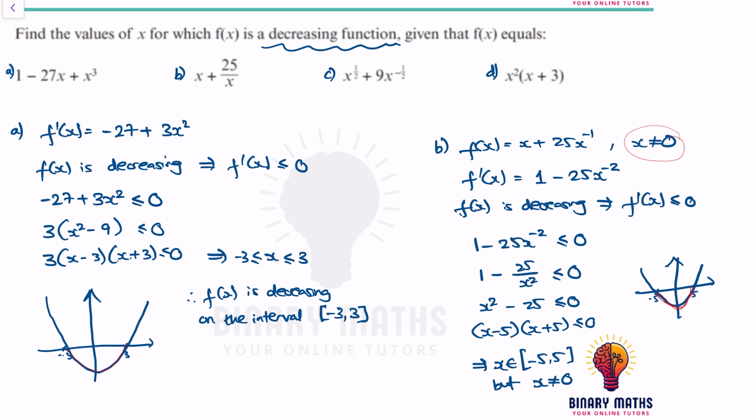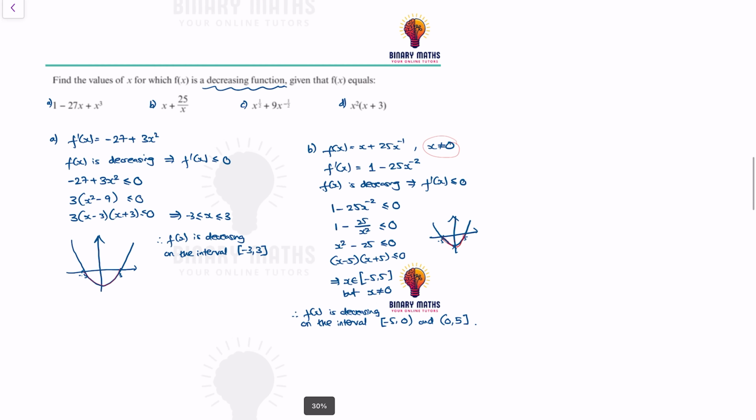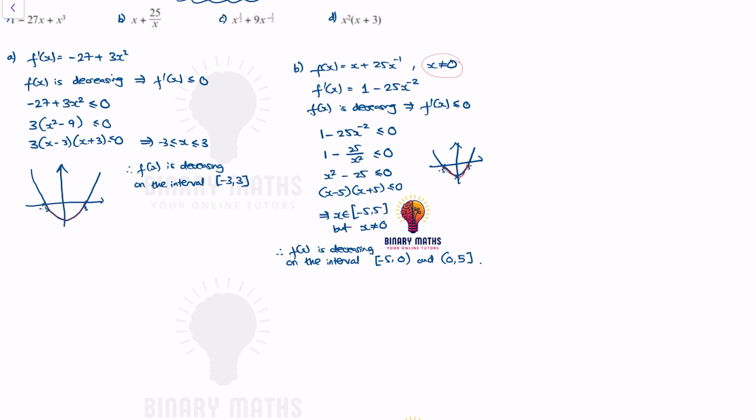Which means if I were to write it out, therefore f of x is decreasing on the interval. So it's going to be two separate parts, from minus 5 to 0, but not including 0, and 0, but not including 0, to 5, but including 5. So it's going to be two separate parts, because remember there's a point missing. The 0 cannot be included. Okay, C.